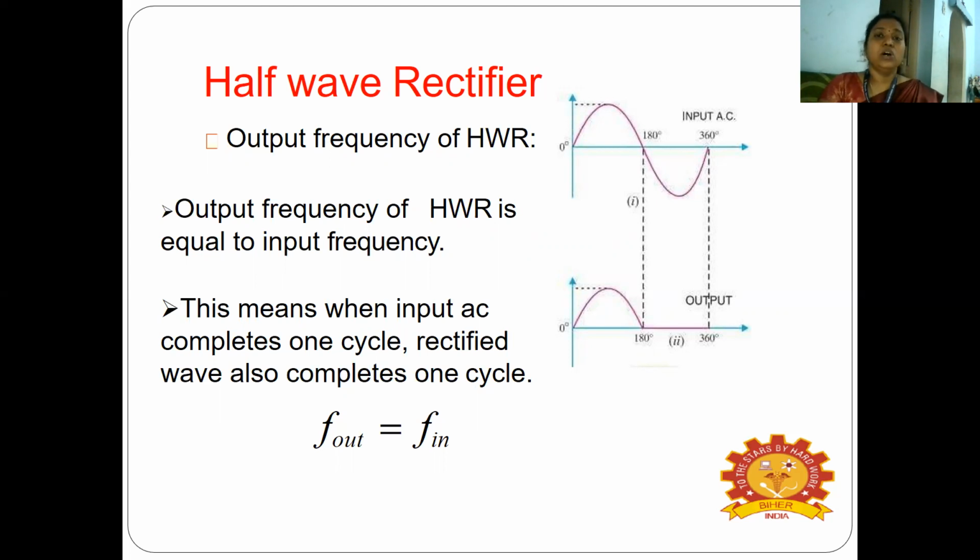That's what they say: the output frequency of the half-wave rectifier is equal to the input frequency. Yes, you can say that the input frequency and output frequency are almost equal, that is F out is equal to F in. This means when the input AC completes one cycle, the rectified wave also completes one cycle. So when one cycle is completely done, the output also completes one cycle. So this is the frequency of the half-wave rectifier: the output frequency is equal to the input frequency.